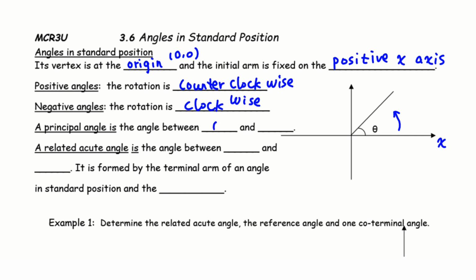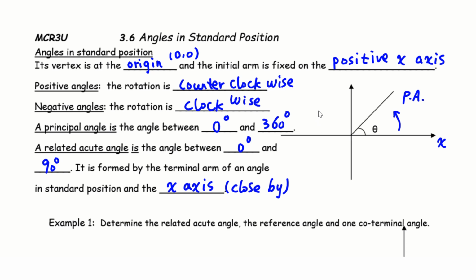The principal angle is the angle between 0 degrees and 360 degrees. It means from the initial arm, we turn counterclockwise. The first time it reaches the terminal arm, we call that the principal angle. And the related acute angle is the angle between 0 and 90 degrees. This one is formed by the terminal arm with the close-by x-axis. For this one, the close-by is the positive x-axis.